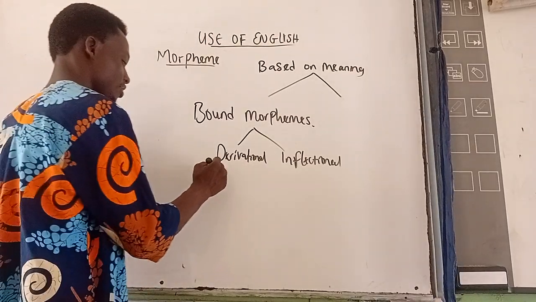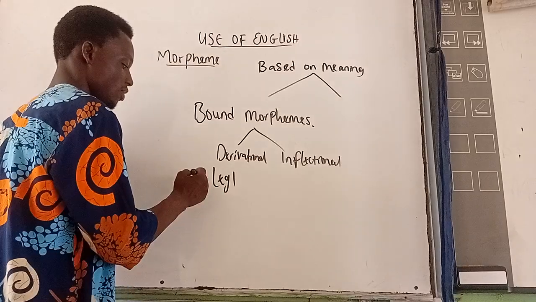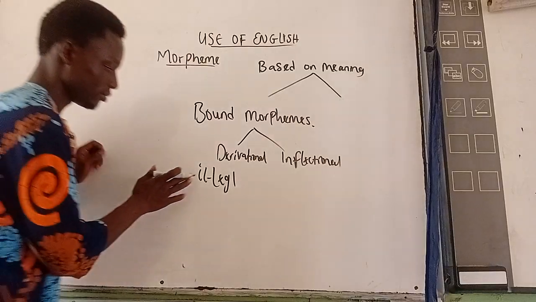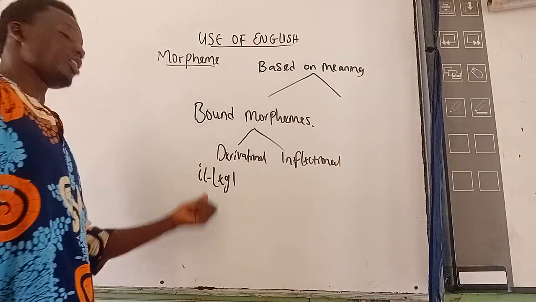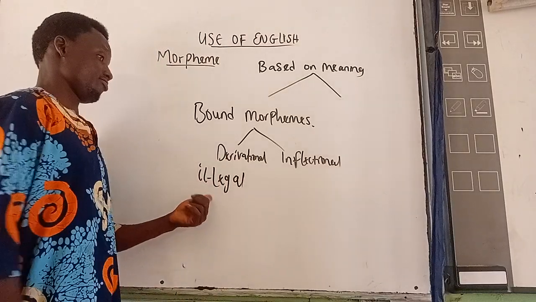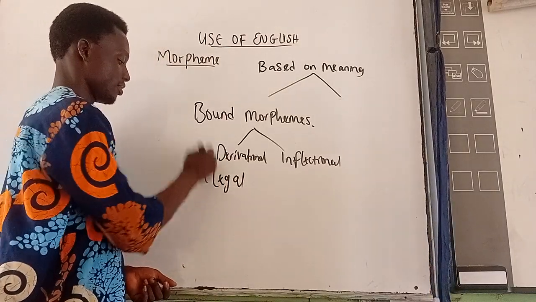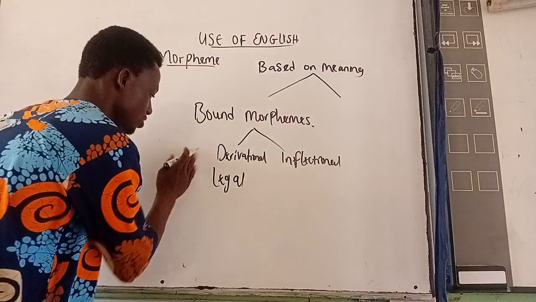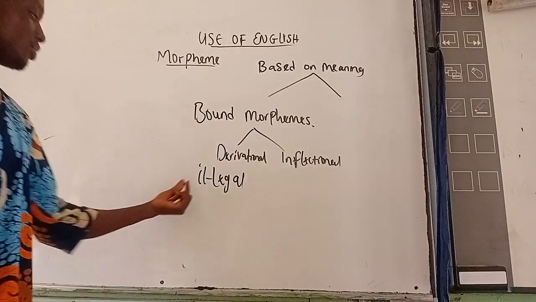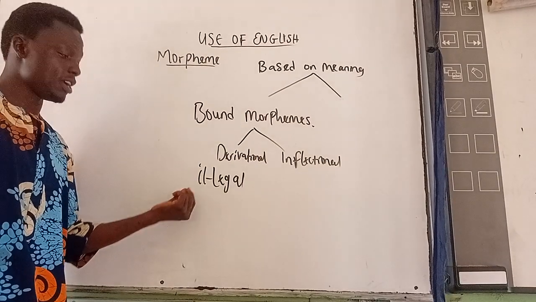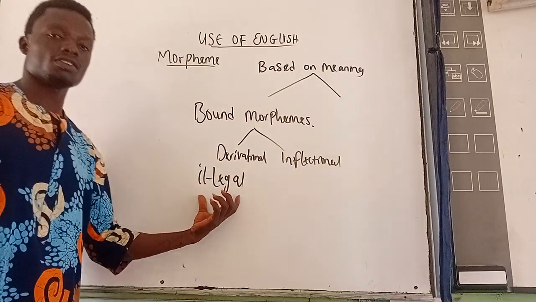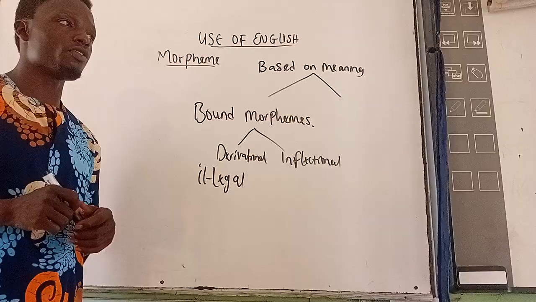So, for instance, if you have legal, adding il, this becomes illegal. Is it double L or single L? I think it's IL. Illegal. Yeah, I think that's correct. So this is an affix, but a prefix. Why is it a prefix? It is added before. It changes the word class of this. So this is an example of derivational morphemes.